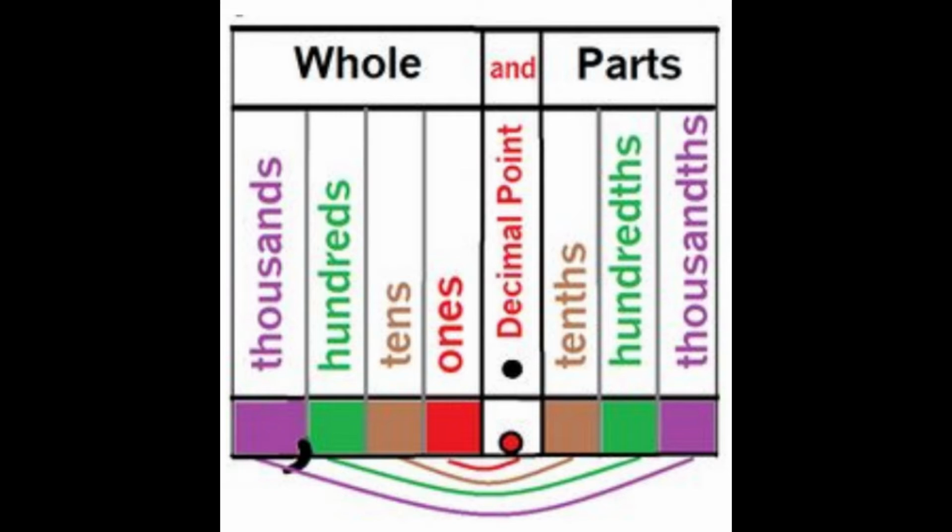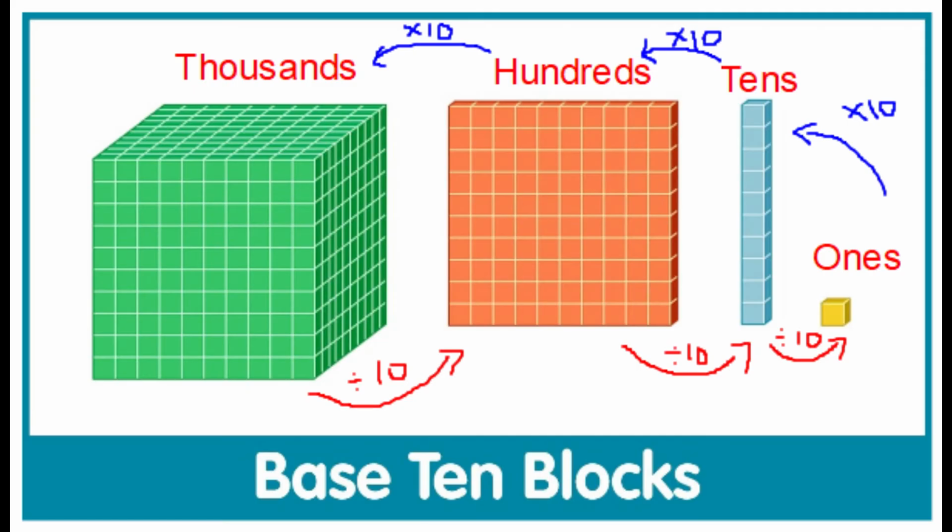Those lines underneath show the relationship between the parts and the wholes. However, I need you to keep in mind that tenths and hundredths are smaller than 1. They are not larger. That's going to be vitally important to understand as we move forward in this lesson. Now let me show you why it is that tenths and hundredths are smaller than ones.